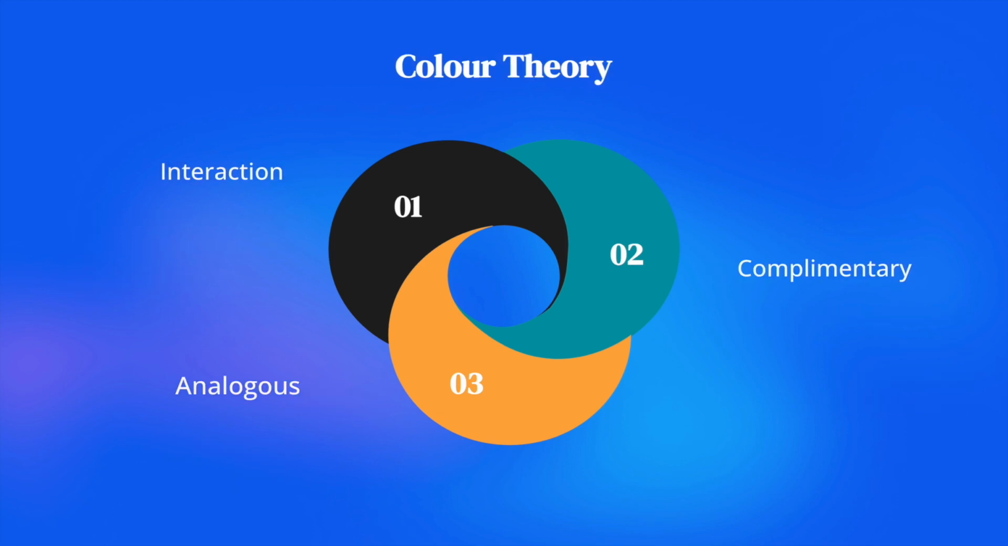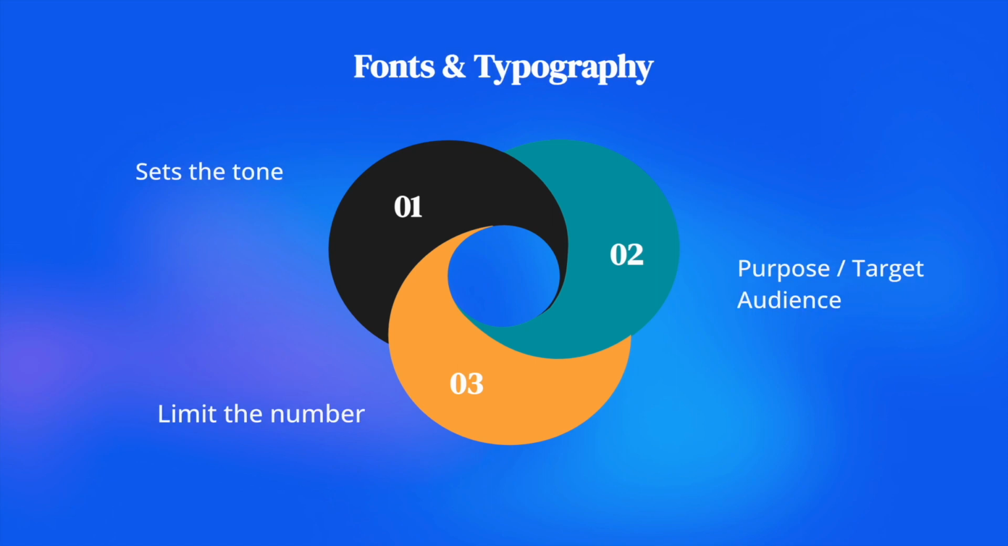Color theory. Let your colors interact with each other, let them complement each other, and let there be analogous coloring in your color theory. Okay, you can go Google those terminologies. It's interesting. Fonts and typography, it sets the tone.